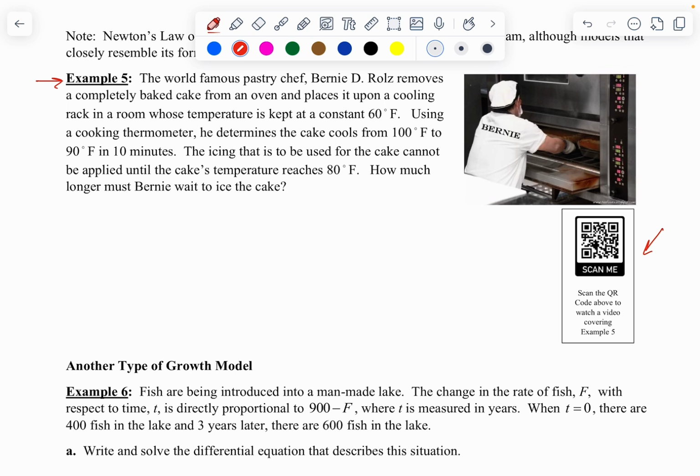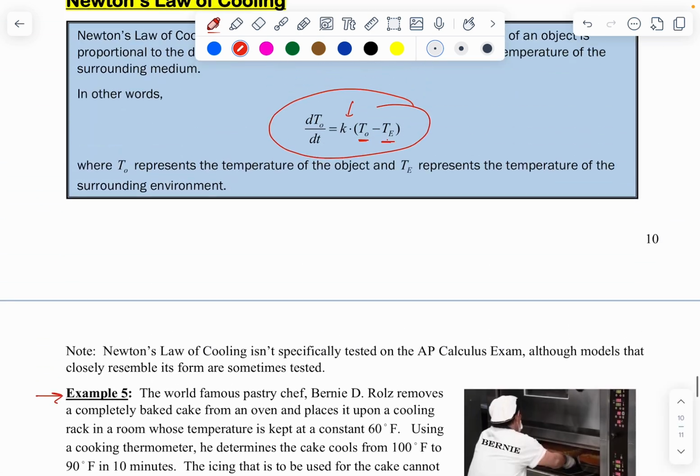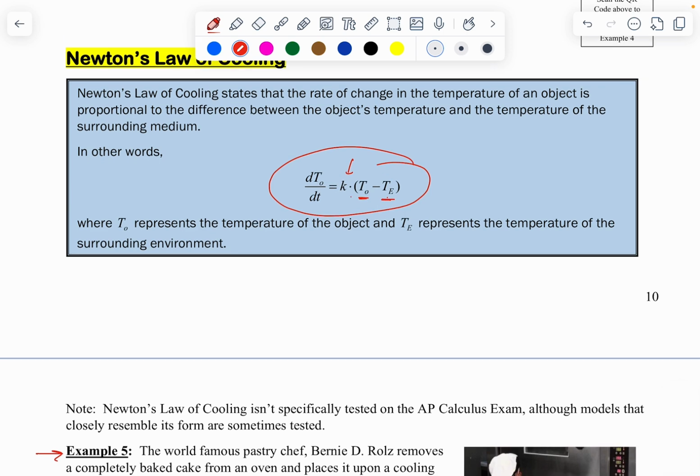Make sure that you identify the correct t values. All right. Now remember, this is a differential equation, and this is with respect to time. So when you separate to integrate this, you're going to have 1 over T minus T_e, and that goes with dT equals k times dt. So here it's separated, and then you can integrate.